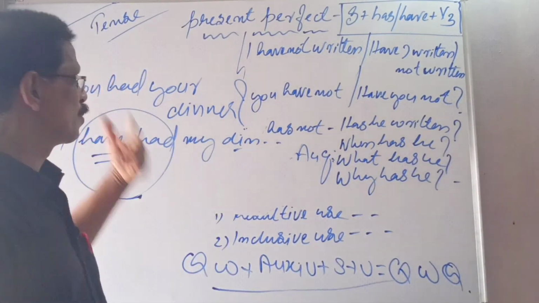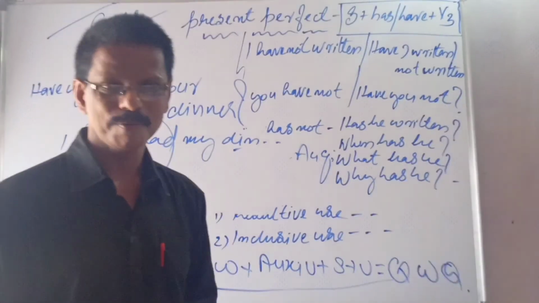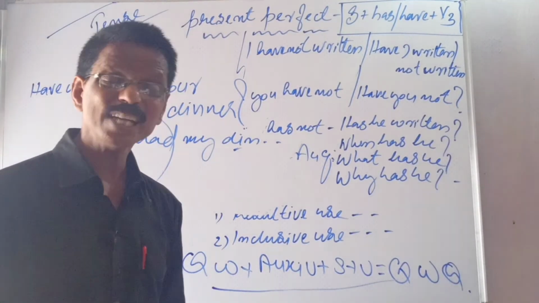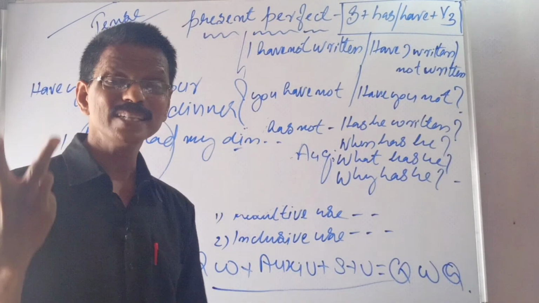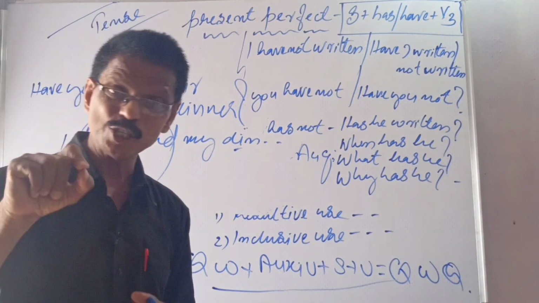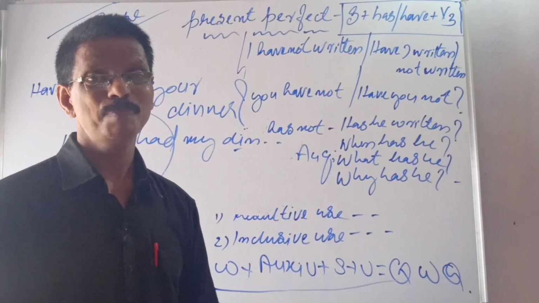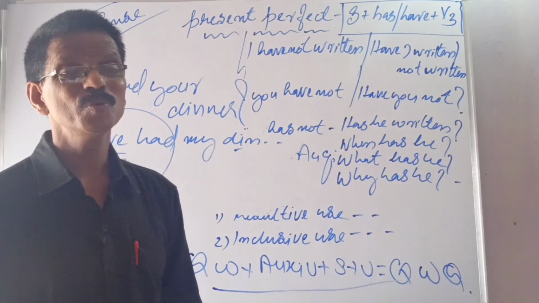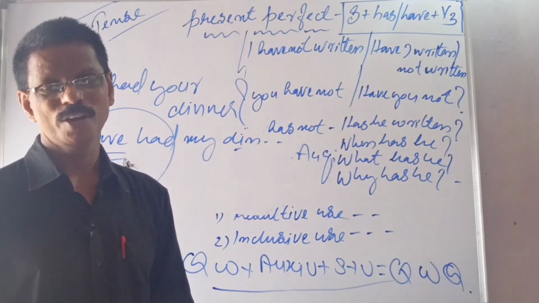Then the inclusive use. See, the President of America has visited India twice in this century, or thrice in this century. This century is the present period, so this is the inclusive use. I hope it is clear to you.